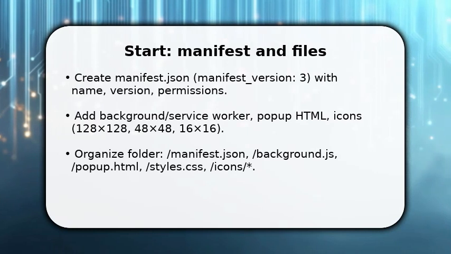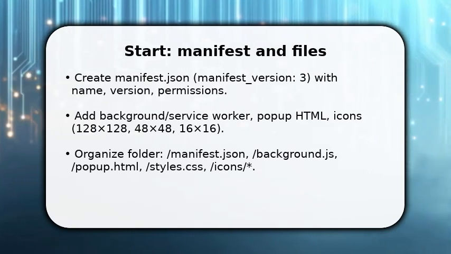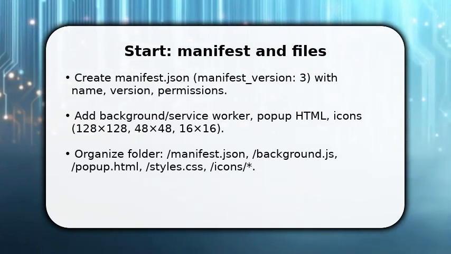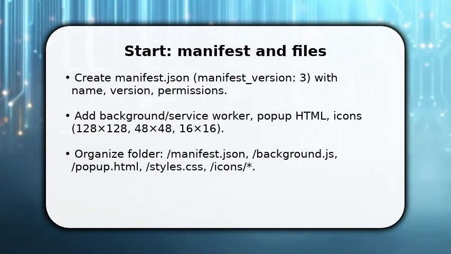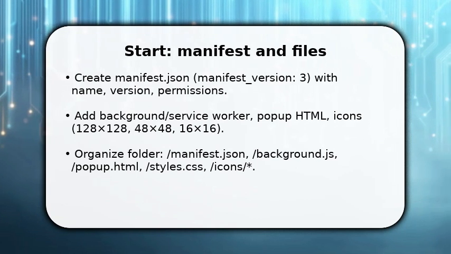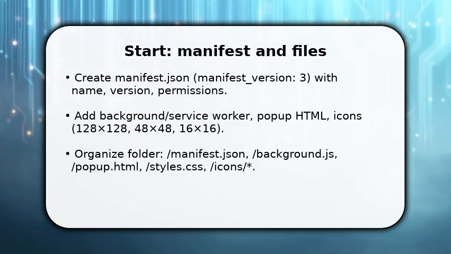You begin by creating manifest.json and the minimum files. This lets Chrome recognize your extension. Specify manifest version 3, a short name, a version, and only required permissions to reduce review friction.